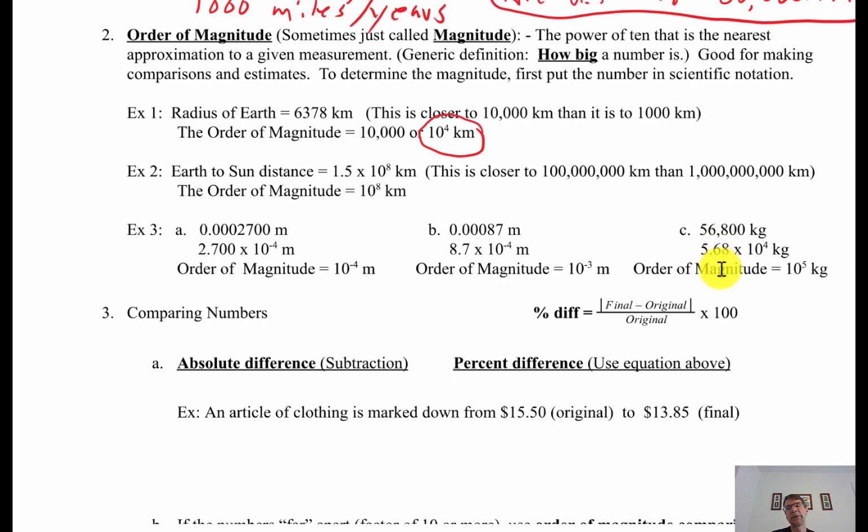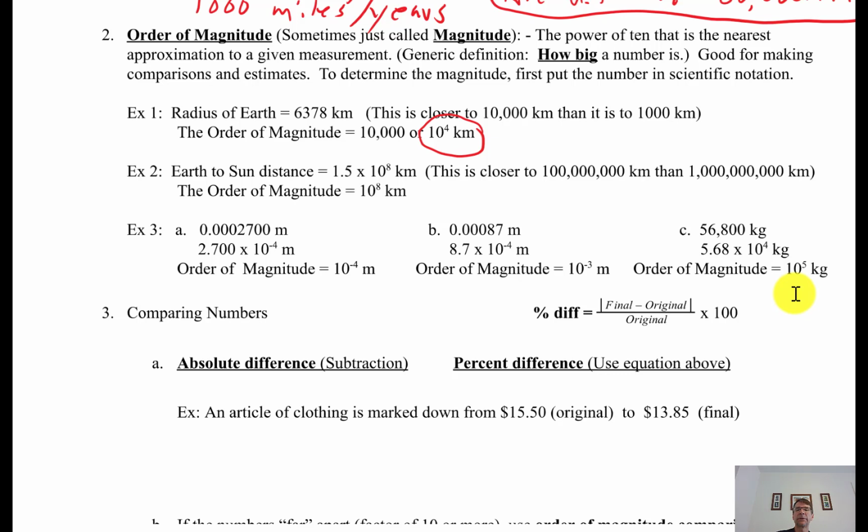56,800 kilograms, 3 sig figs, as practice, but 5.68 times 10 to the fourth. Once again, this is a 5 right here at the beginning of the scientific notation number. If that number is a 5 or bigger, you add 1 to that exponent. 10 to the fourth is 10 to the fifth. So this number is close to 10 to the fifth in magnitude.